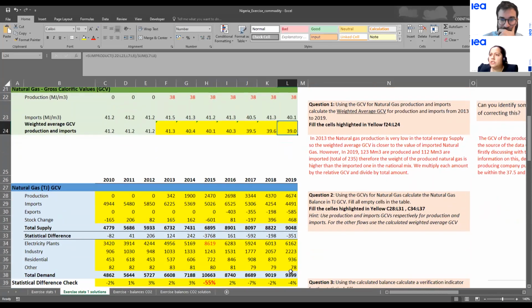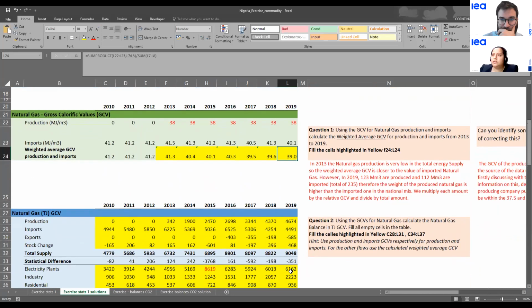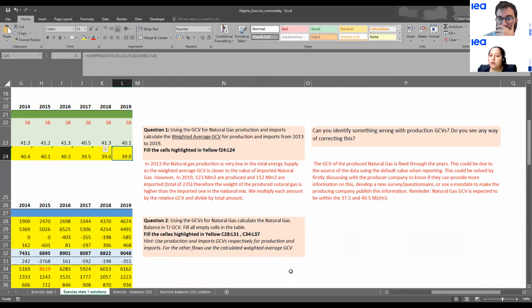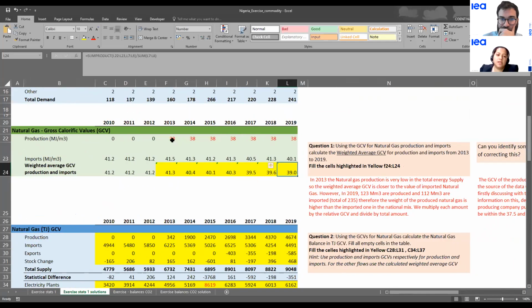The second question, still within the first, was: can you identify something wrong with the production gross calorific value? Do you see any way of correcting this? So let's look at the production calorific values, and you see that it's 38 for all the years. This is weird because normally calorific values vary over time.